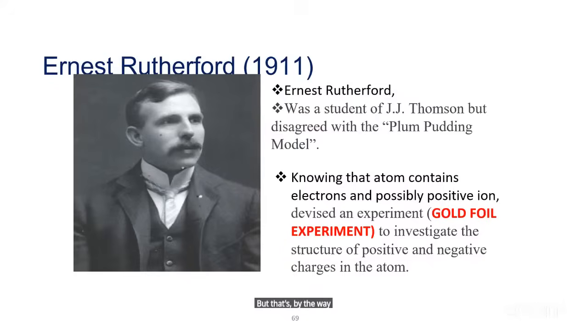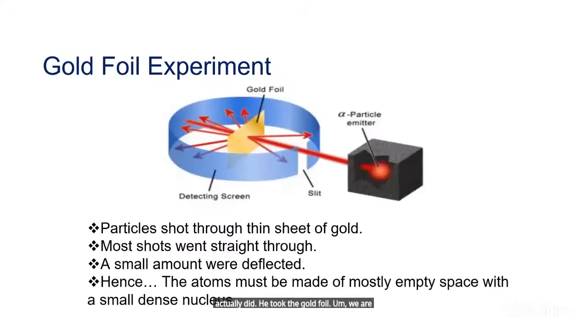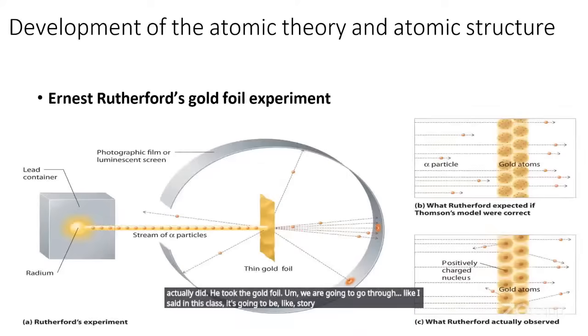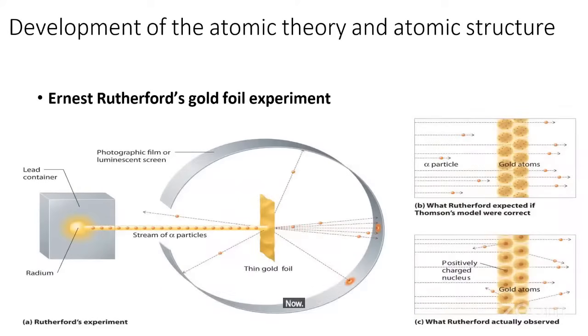Let us explain what Ernest Rutherford actually did. He took the gold foil. Like I said, in this class it's going to be like a story. Now, he took the gold foil, and like his mentor did, he also shot an alpha particle on it. The alpha particles were generated from a lead container that has radium. That is where the stream of alpha particles was generated.